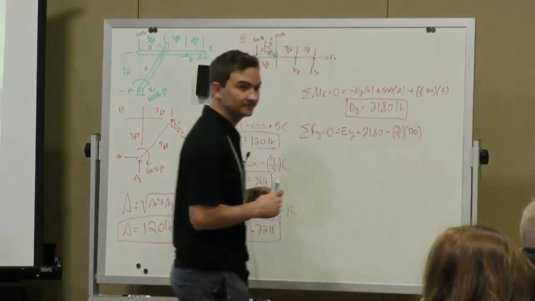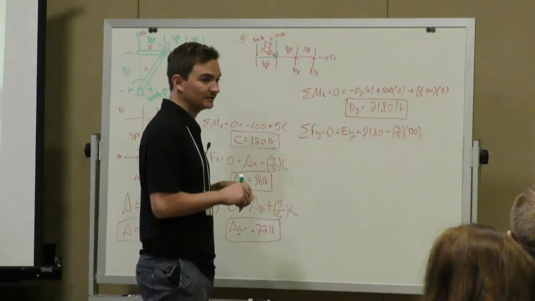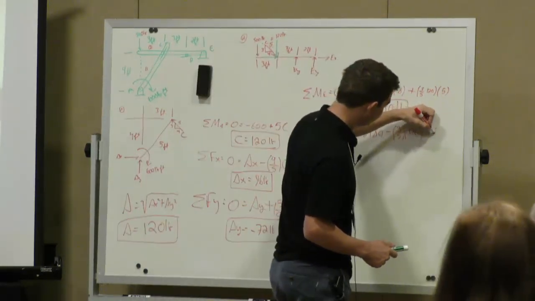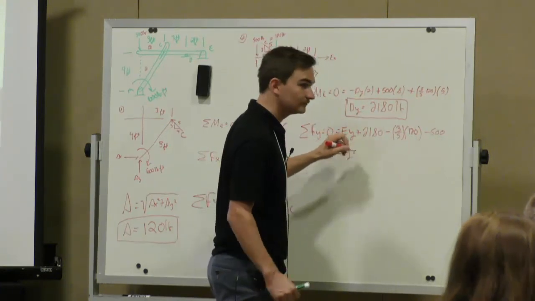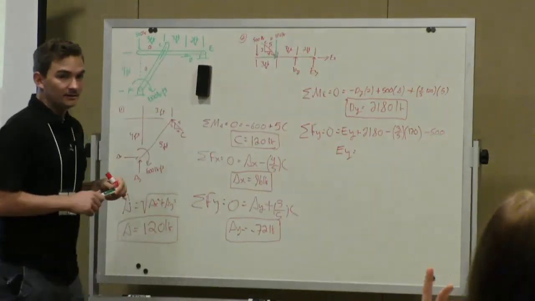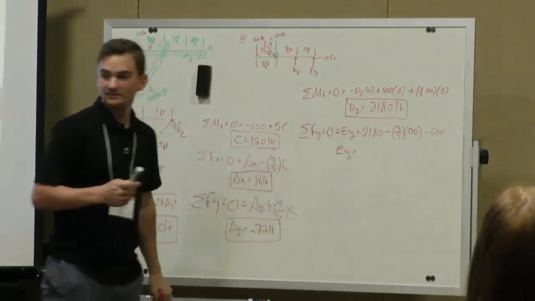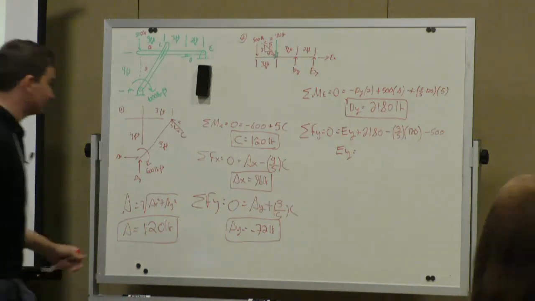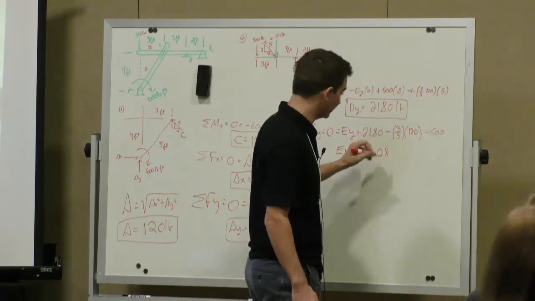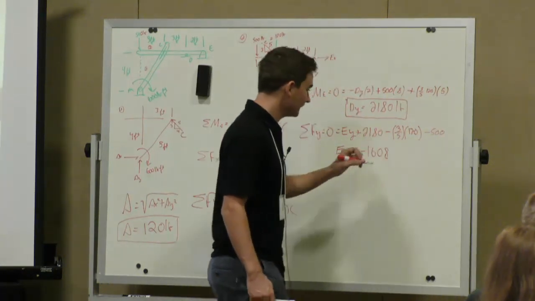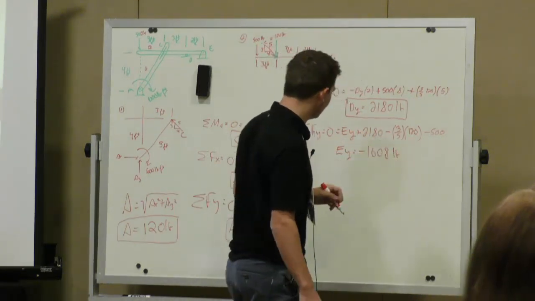And is that everything? No. Positive or negative 500? Negative 500. So Ey comes out to what? What's that? Negative 1620? Oh, okay. And what are the units? Pounds. So that's Ey.